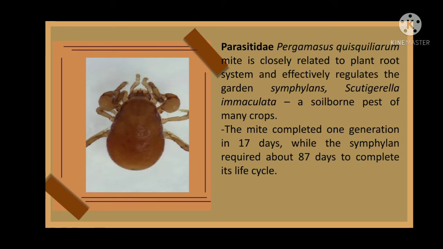First is Parasitidae. Pergamasus quisquiliarum mite is closely related to the plant root system and effectively regulates the garden symphylan Scutigerella immaculata, a soil-borne pest of many crops. The mite completed one generation in 17 days, while the symphylans required about 87 days to complete their life cycle. Female mites deposited 33 eggs near the plant root. About 15 symphylans have been reported consumed by one mite in its lifetime.